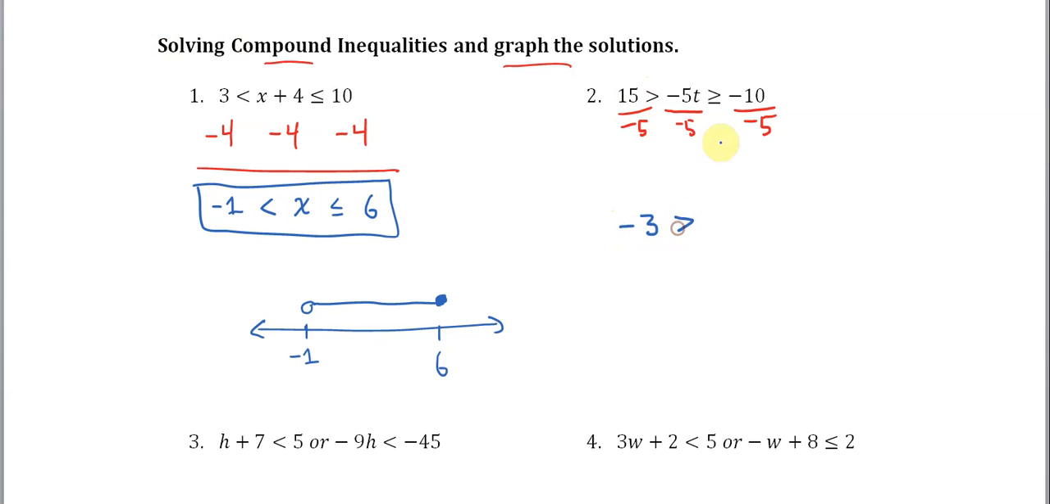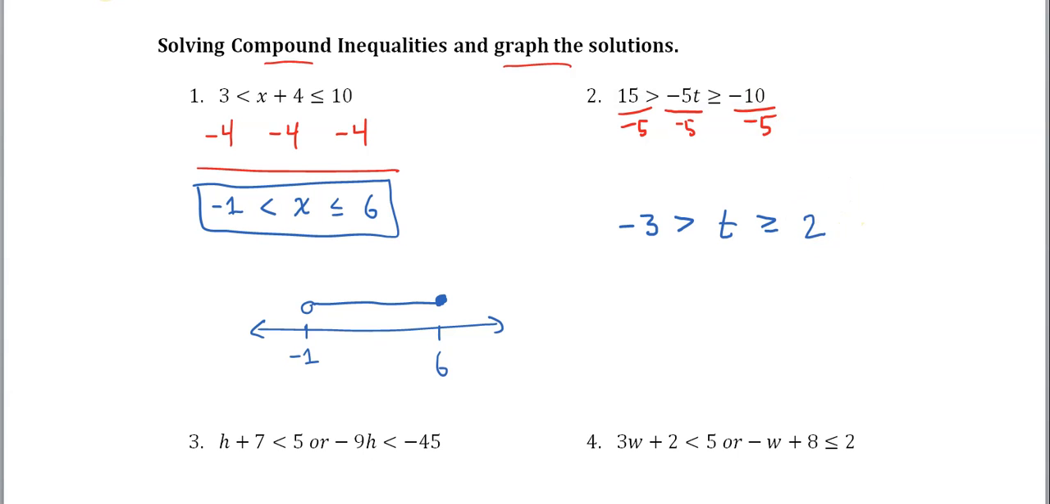Which is greater than negative 5t over negative 5 is just t, which is greater than or equal to negative 10 over negative 5, which is 2. Now, normally this would be the end of our solution, but there's one wrinkle to this problem.